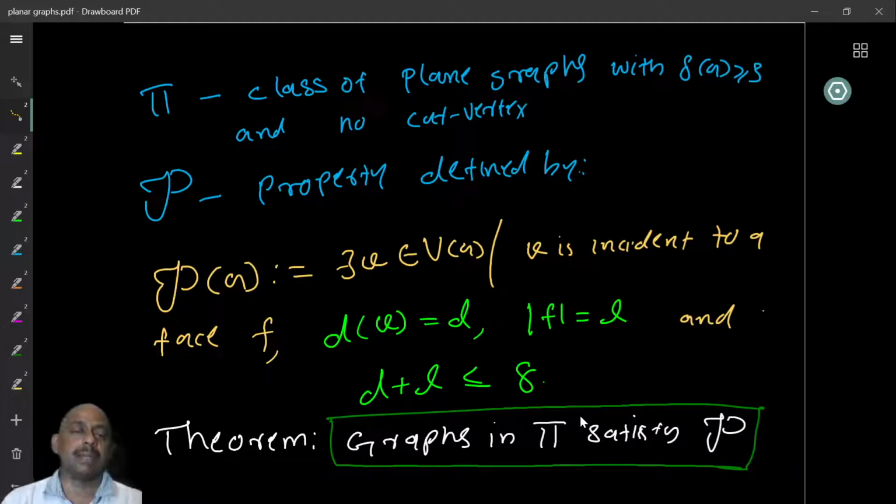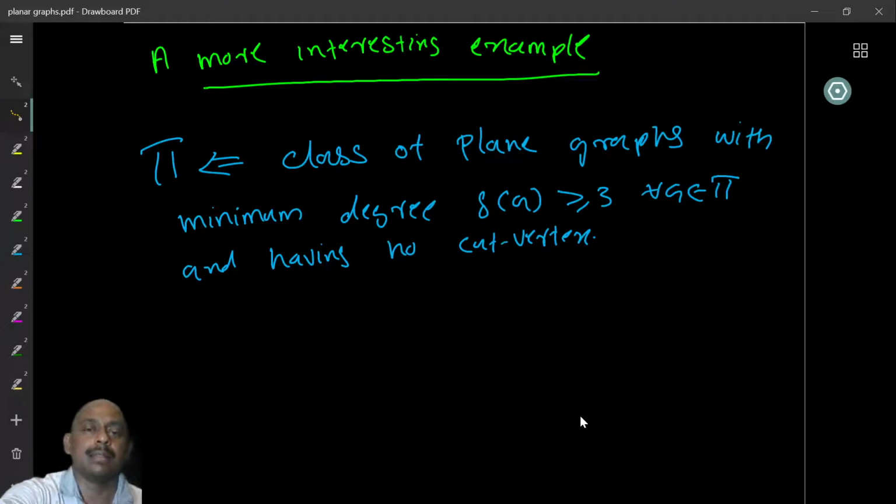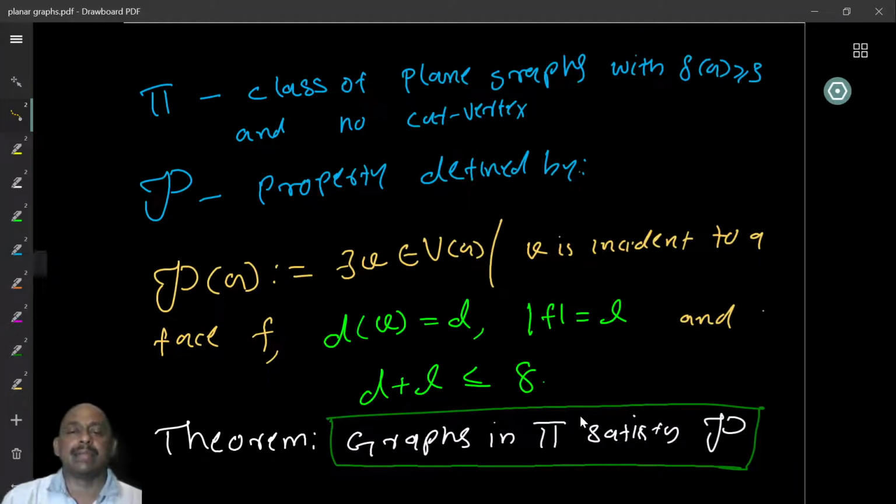Okay, so the property P says that you can find some vertex incident to a face in a plane graph, such that the length of the face plus the degree of the vertex is at most 8. You can always find this if the minimum degree is at least 3 and there is no cut vertex. So the graphs in phi satisfy property P. So if you are looking at plane graphs with minimum degree 3 and no cut vertex, then it will always have a vertex and an adjacent face whose sum is at most 8. So we want to prove this, and we are going to use the discharging method to prove it.